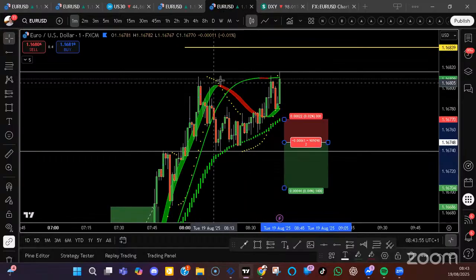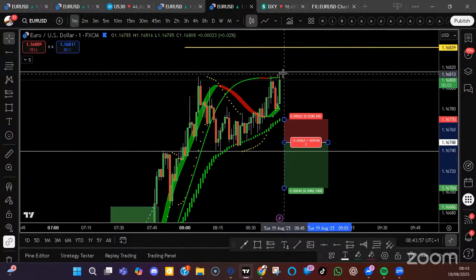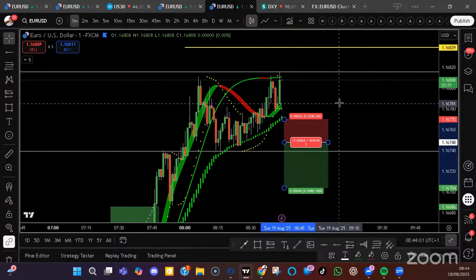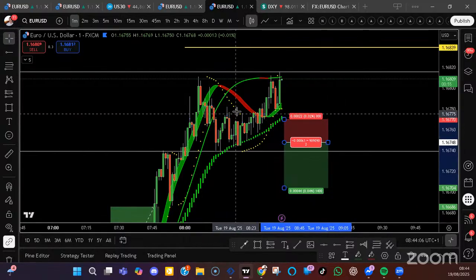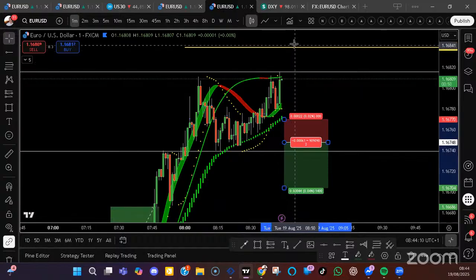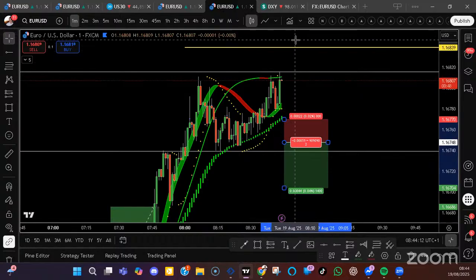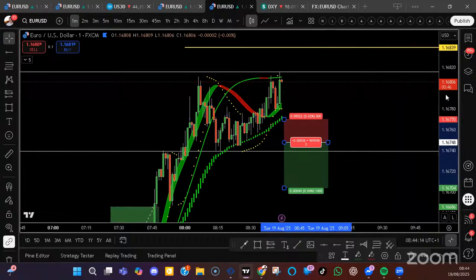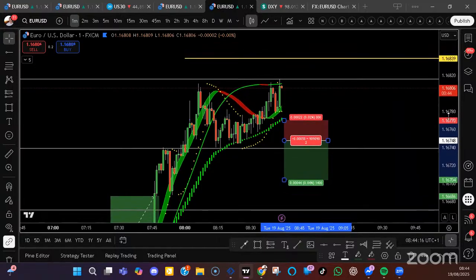But as you can see, it's now reacting off that line that we drew earlier on. But we've had enough volume. If there's enough buy orders here, it'll go through that and then take you up to the sell zone.